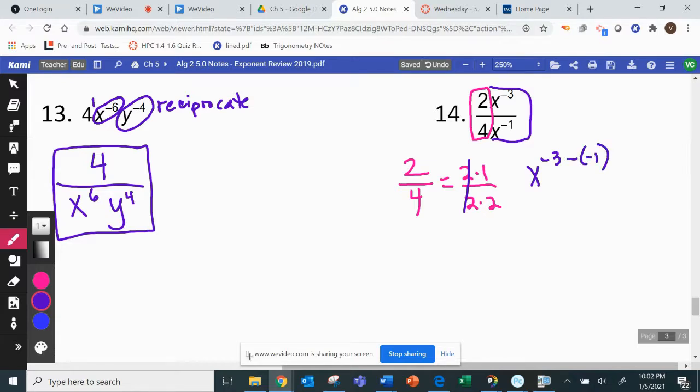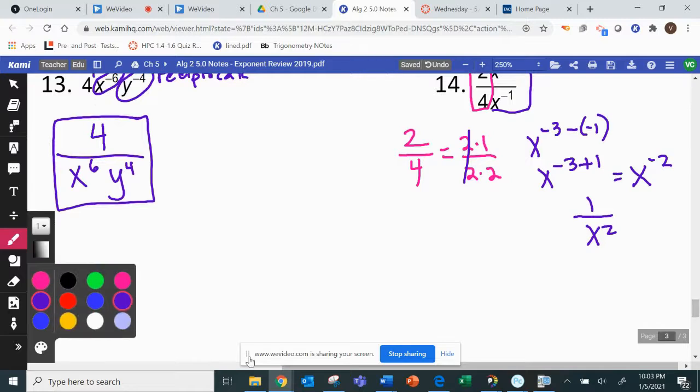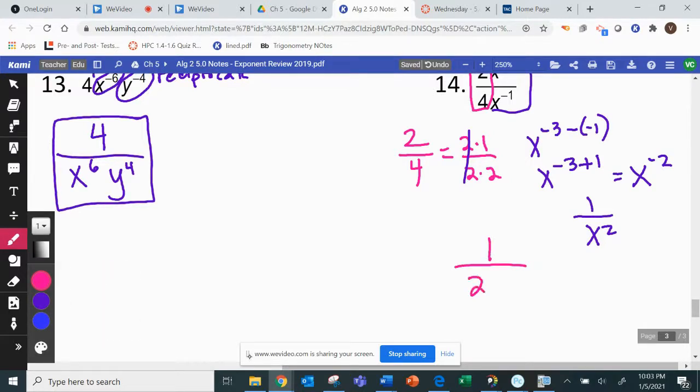Another way you could do it is just reciprocate the 2 of them before doing the subtractions step. It doesn't really matter which order you do it. So I'm going to get x to the negative 3 plus 1, which is x to the negative 2, which becomes 1 over x squared. And then we put that stuff back together, and we get 1 on top and 2x squared on the bottom.